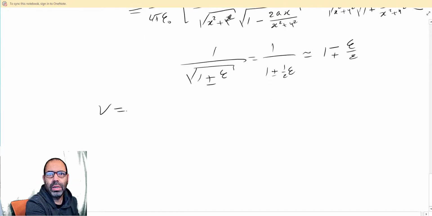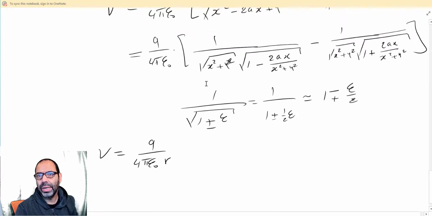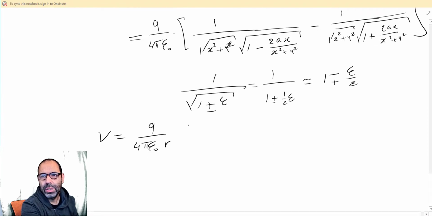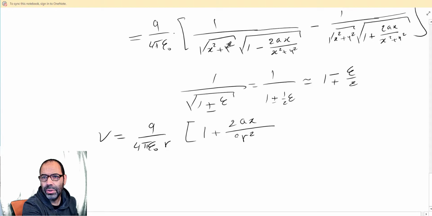So the potential is going to be equal to q over 4 pi epsilon naught r. I put an r already, which is square root of x squared plus r squared. Okay, times open parentheses now, of this has a minus, so the minus is going to be a plus. So it's going to be 1 plus 2ax over r squared, but don't forget that 2 in the denominator. So there is a 2 in here. Minus, open parentheses, this guy has a plus in it, so it has a minus in here now.